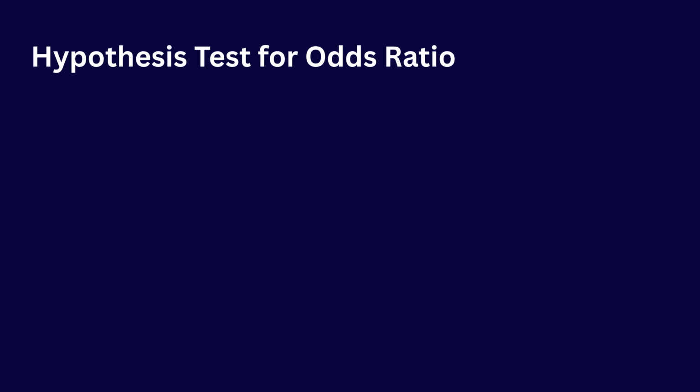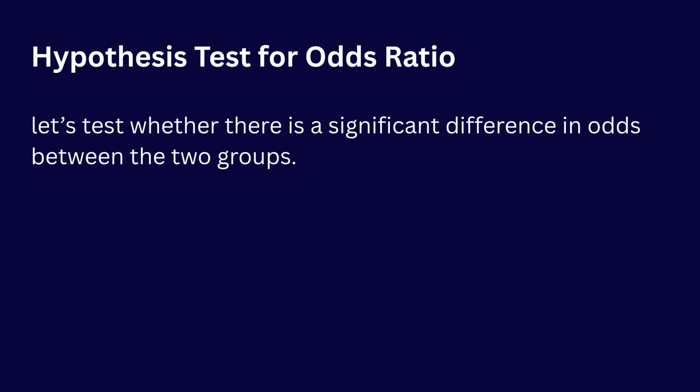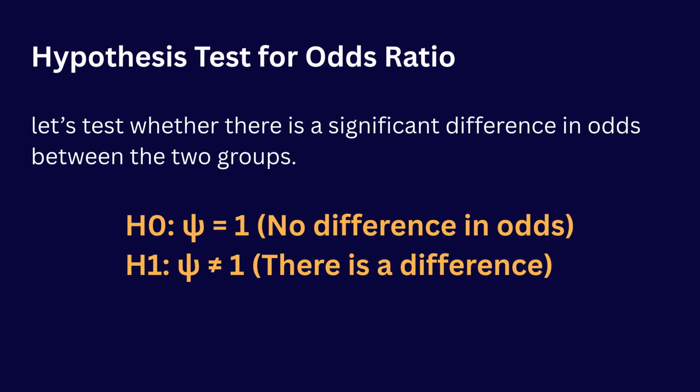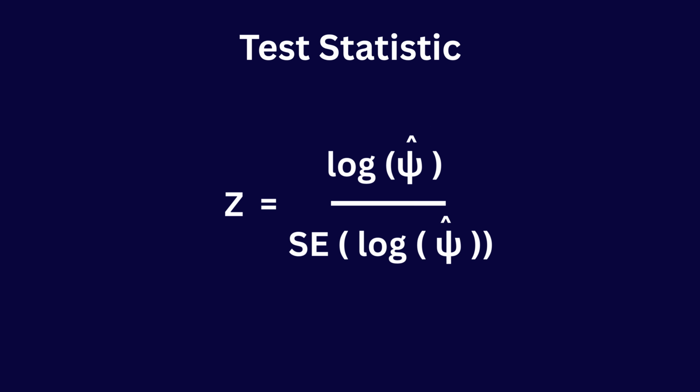Hypothesis test for odds ratio. Now let's test whether there is a significant difference in odds between the two groups. So here, our null hypothesis is psi equals 1, no difference in odds. Alternative hypothesis, psi not equal to 1, there is a difference. This is the test statistic formula to calculate Z.